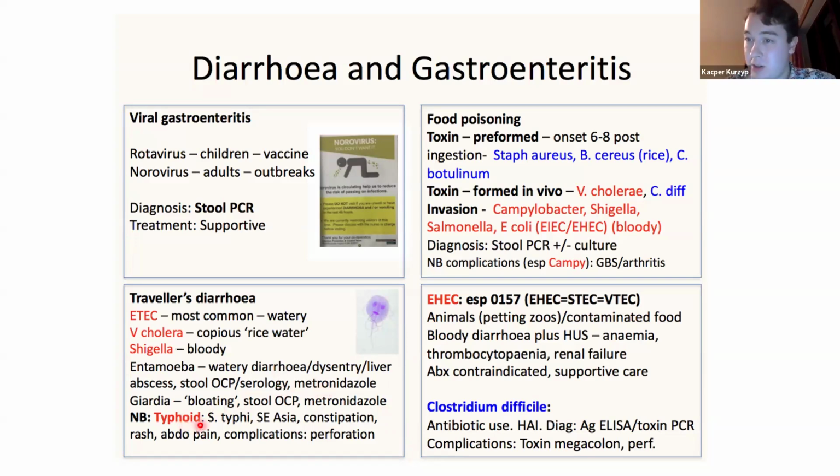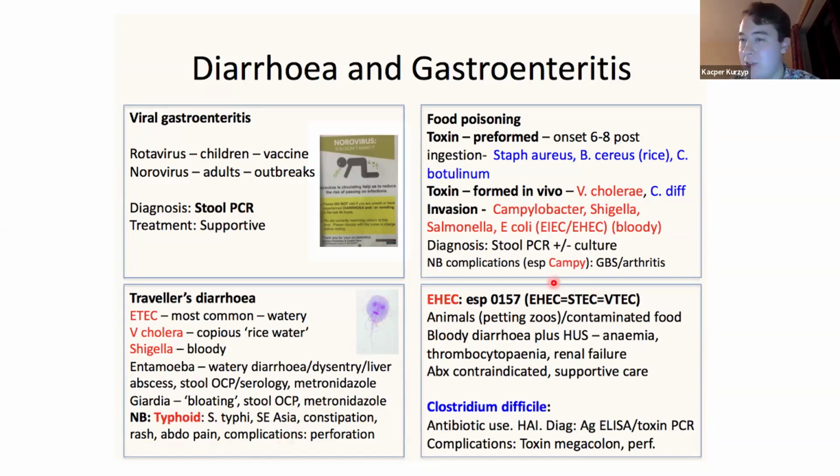Typhoid, we'll come back to it in the ID lecture, but Salmonella typhi, Southeast Asia in particular. An interesting thing is it starts with constipation, not diarrhea. You may get rash, abdominal pain, and it's significant because it can cause perforation. So we need to monitor for that.